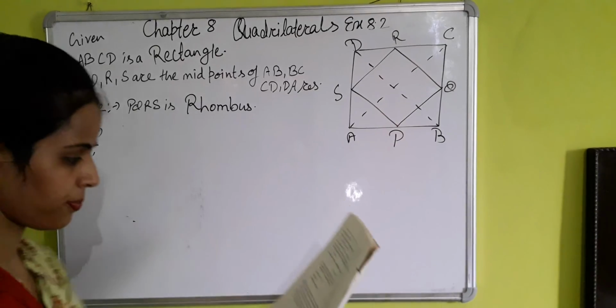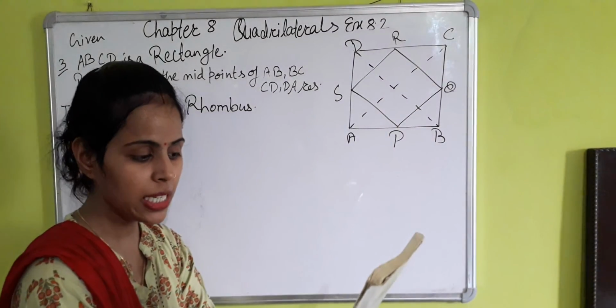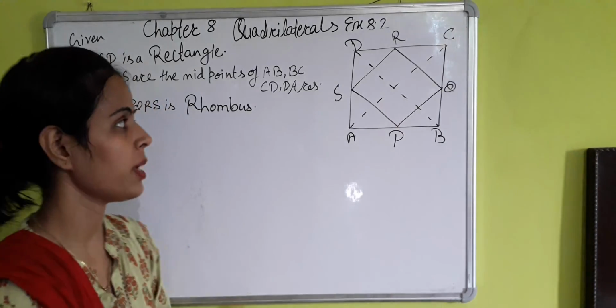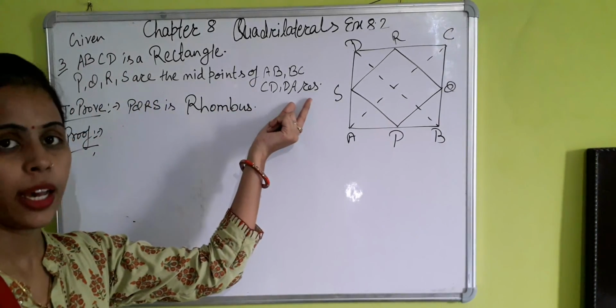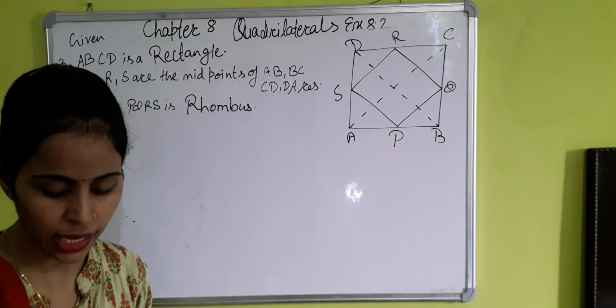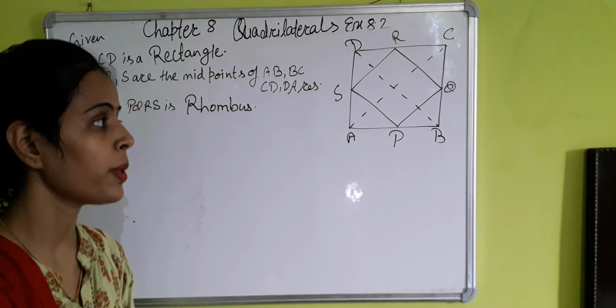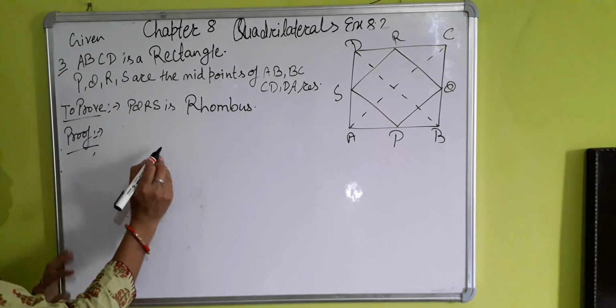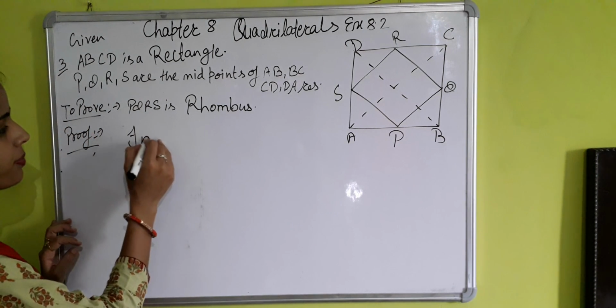Question number 3. ABCD is a rectangle. P, Q, R, S are the midpoints of sides AB, BC, CD and DA respectively. You have to prove that this quadrilateral PQRS is a rhombus. Then start the proof.